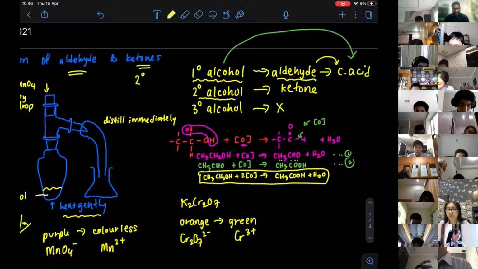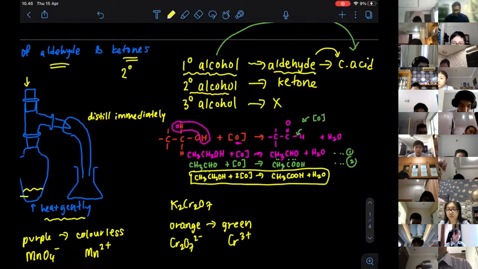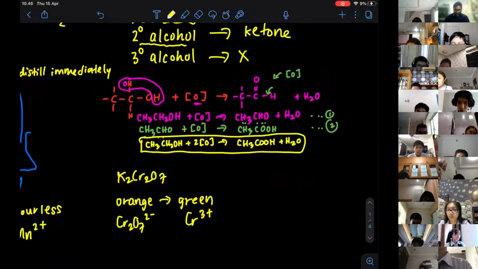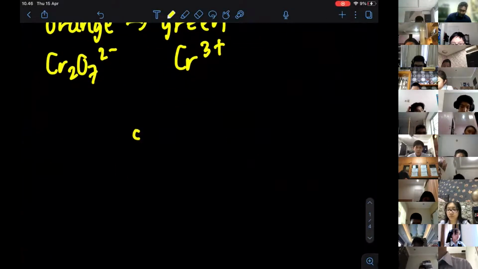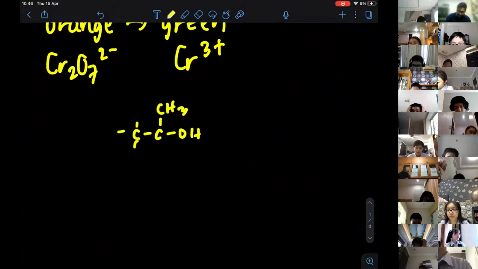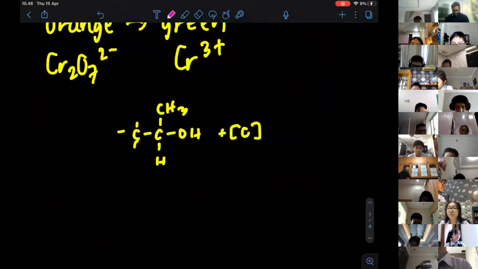Now, since we have written it in this way, how about secondary alcohol to ketone? Then it's going to be way simpler. I'll give you one example of a secondary alcohol: CH3, CHOH, and then another CH3. This is a secondary alcohol, and I want to oxidize the secondary alcohol to become ketone. So I just put O. Now how many O do I need? Similarly, you just try. You see, the O will be going here.